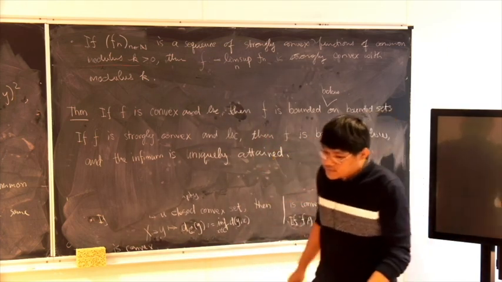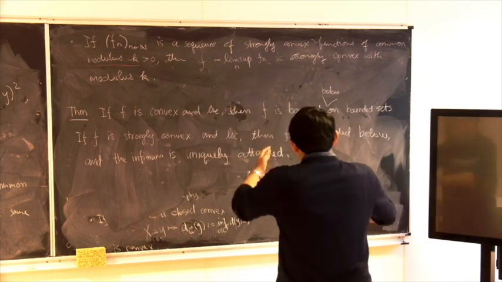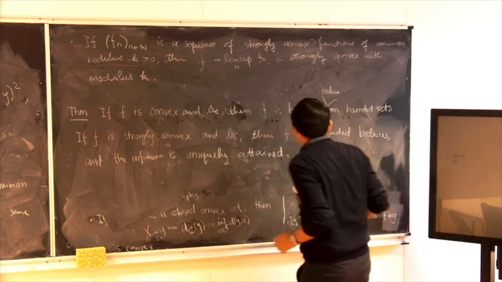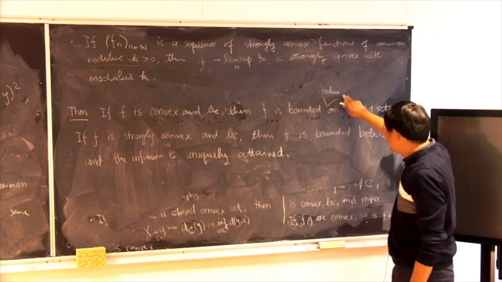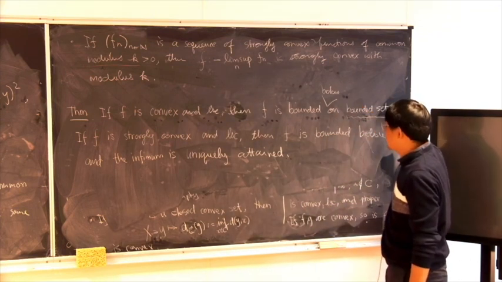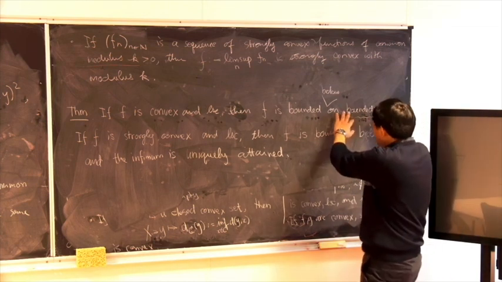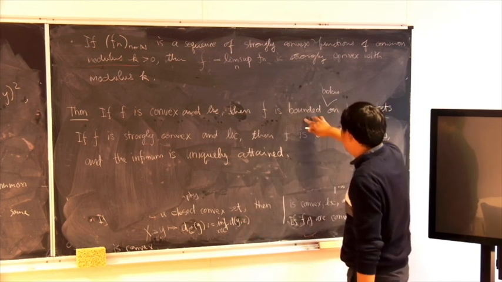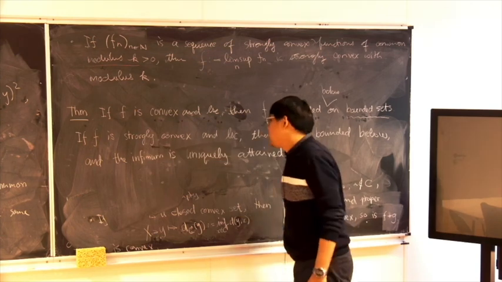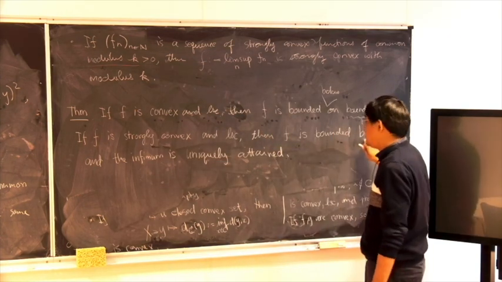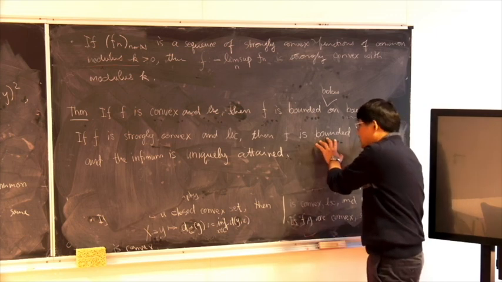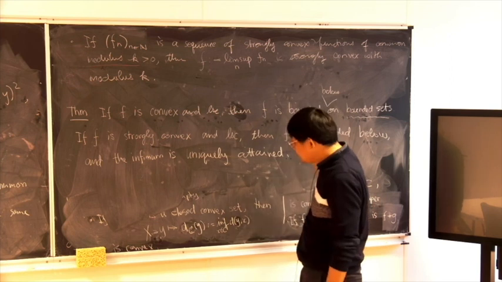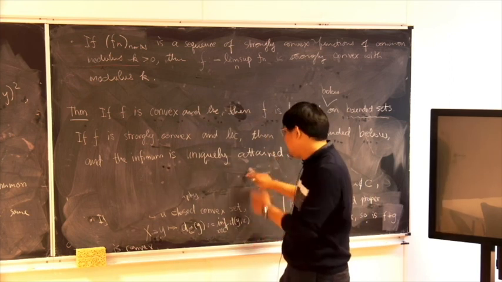This is why we need the strong convexity, because we want to improve the lower bound. First, if f is convex and lower semi-continuous, then it is bounded below only on bounded sets. But if we expand the set to be the whole space, which is not necessarily bounded, then we cannot say anything about the lower bound of f. But if f is strongly convex, then f is bounded below. And when f is bounded below on the whole space, we can show, using the same technique here, that the infimum has to be uniquely attained.